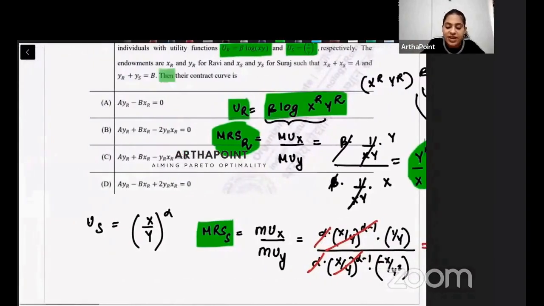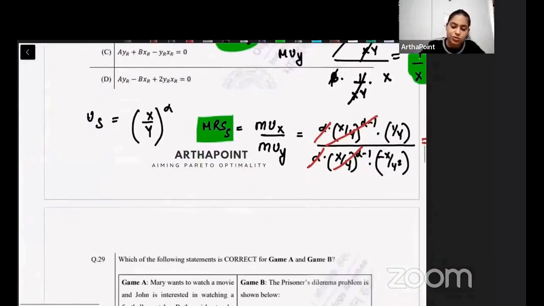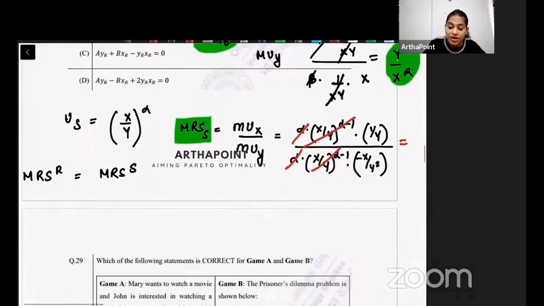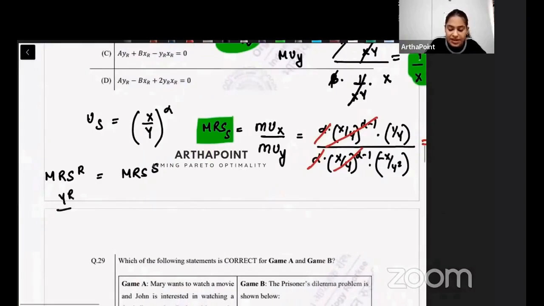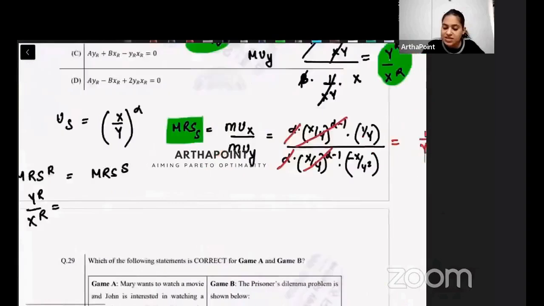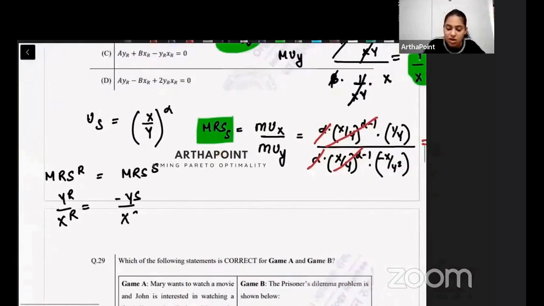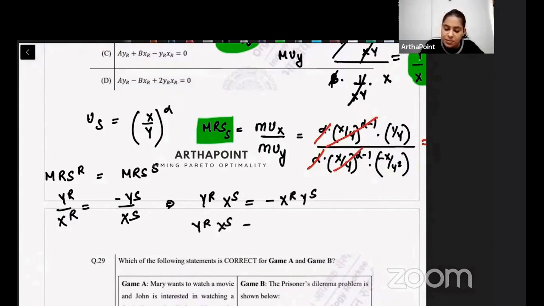Okay, now this was saying find the contract curve. So contract curve equation क्या होती है? When MRS of individual R is equal to MRS of individual S. This is what the contract curve is. So MRS of individual R is YR by XR is equal to S का होगा minus YS by XS. Just solve this. What will you get? You will get YR XS is equal to minus XR YS. So you will get YR XS plus XR YS equal to 0.